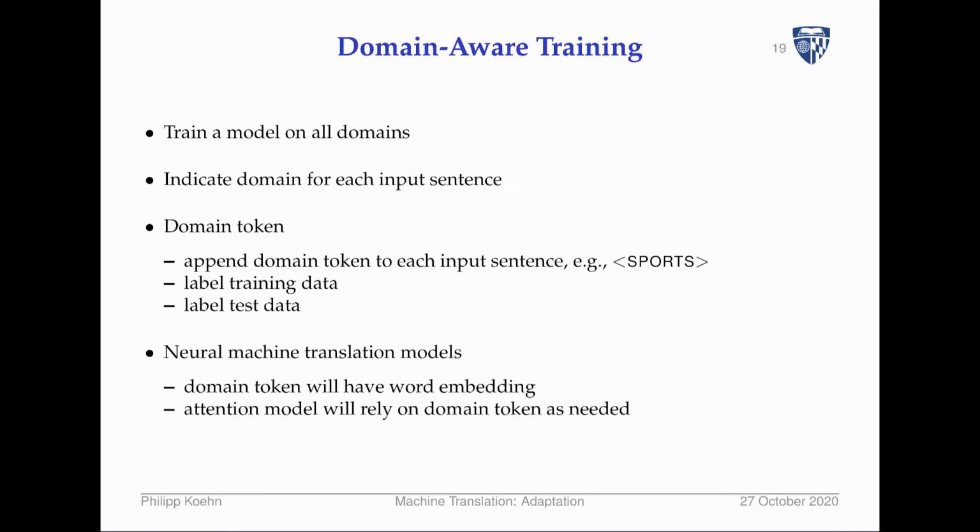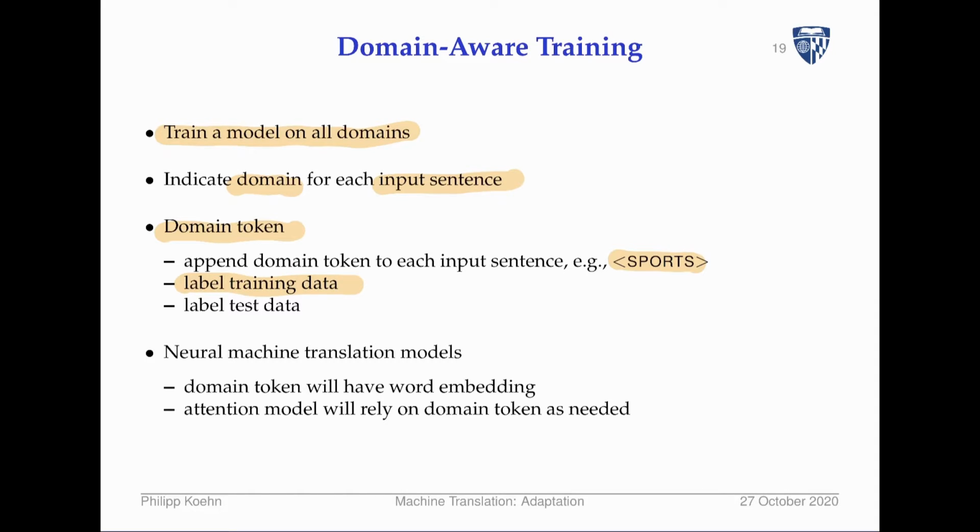Another solution is to make the training algorithm aware, at training time, of what domain particular training examples come from. So generally, we're going to train a model on all the domains, so we concatenate all the training data together, but then we indicate the domain for each of the input sentences with a domain token. So we're going to basically append a token. It might be something like this here, where you put SPORTS in all caps and brackets at the beginning of each input sentence that comes out of the sports domain. So you label the training data this way.